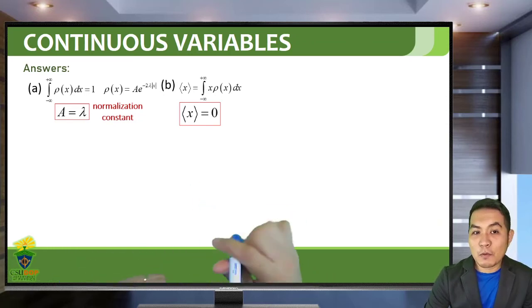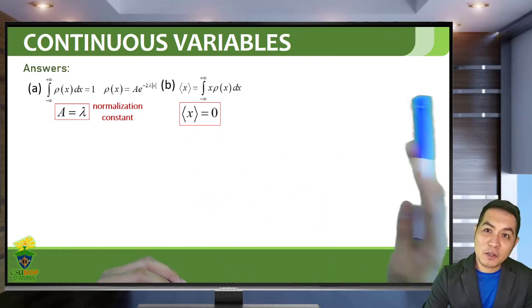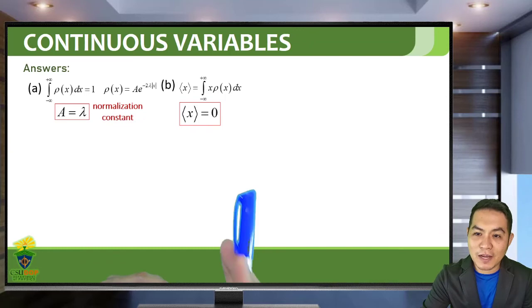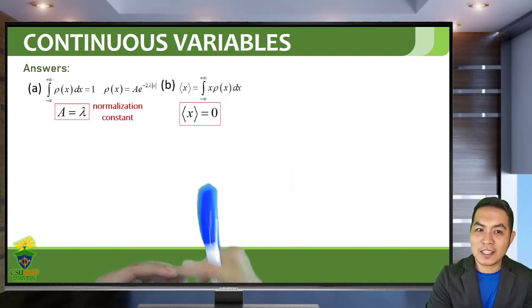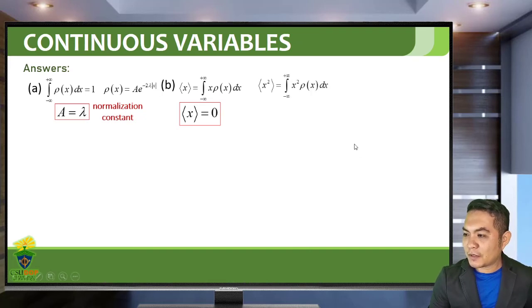So this could only mean one thing. If your average value, or mean value, or expectation value is 0, then some of the values will be above 0, positive, and some of the values will be negative, below 0, so that the mean value, the middle value, is 0. How about the expectation value of x squared?